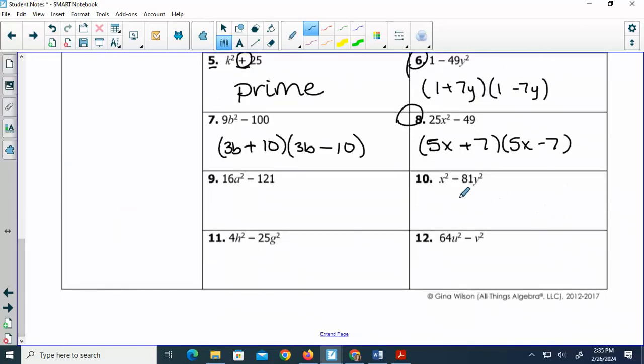So this is all we're doing today, but let's try some that have more variables with them and make sure that we can handle that. So if I look at, let's go number 10. X squared minus 81y squared. So x squared would break into? You answer my next question. The 81y squared would break into? So we have x minus 9y and x plus 9y.